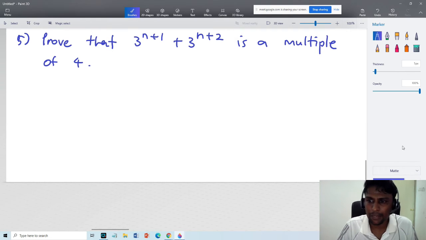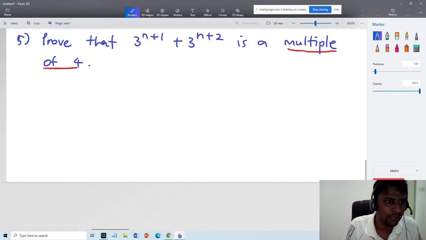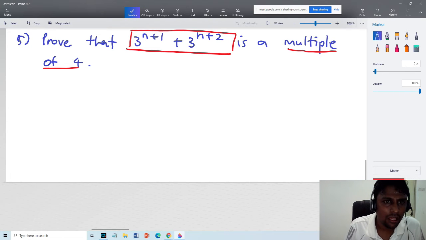What do you mean by multiple of 4? That is the basic thing you should know. Multiple of 4 means you can divide by 4. If you do something with the number here, and it can be divided by 4, that is what we call a multiple of 4. So let me give you a hint so that you can proceed.